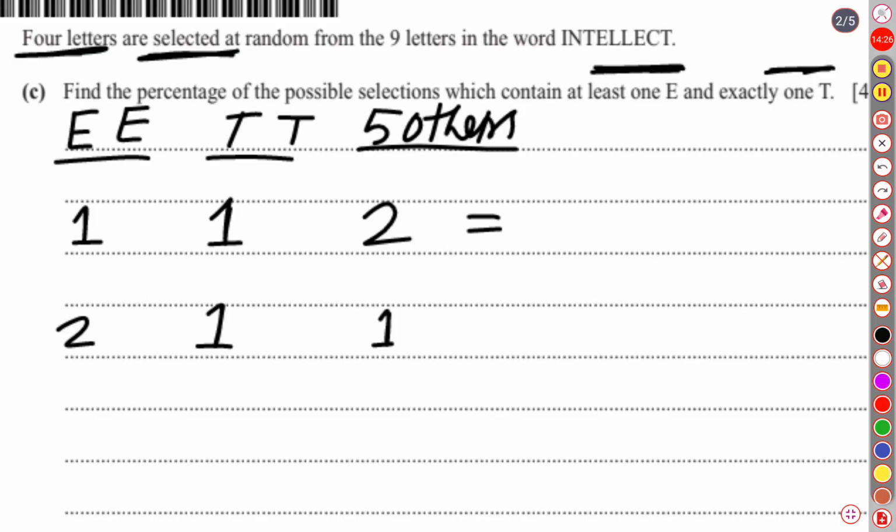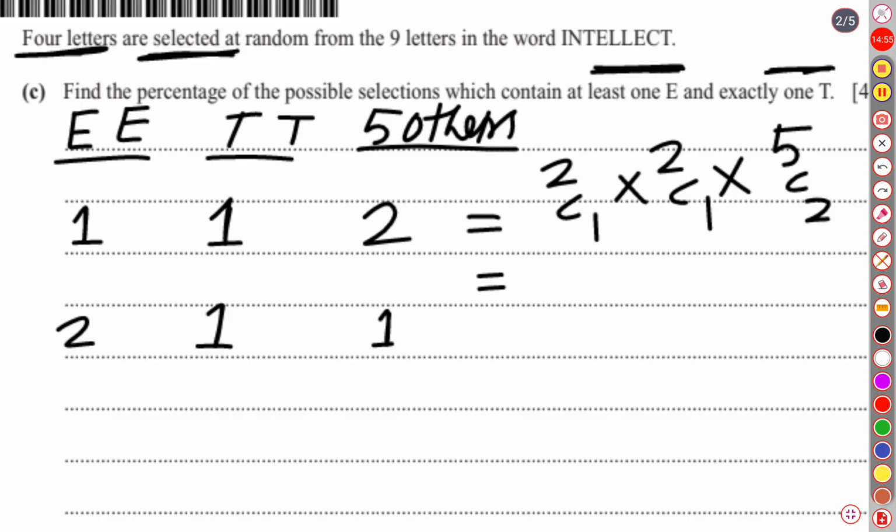Equal to, we have already decided that it is a concept of combination when we choose the letters or any objects from the total number of objects. So from 2 e's we are choosing 1, and again from 2 t's we are choosing 1. Then from 5 letters we are choosing 2 letters. Okay.